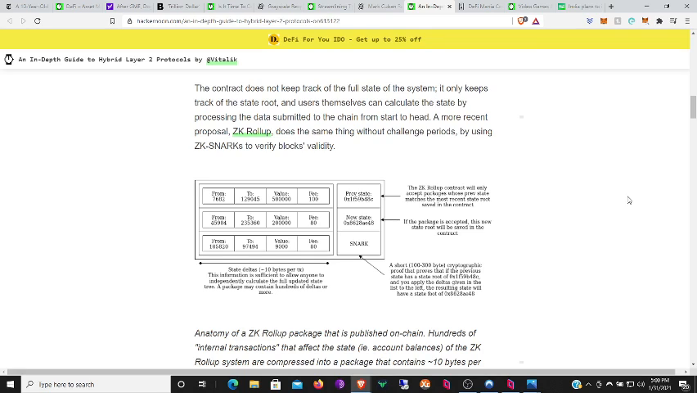You have the new state, a record of the previous state, and a SNARK of around 100 to 300 bytes of cryptographic proof that proves the previous state root. It seems that this data would be sufficient to allow anyone to independently calculate the full updated state tree. A package may contain hundreds of deltas or more.